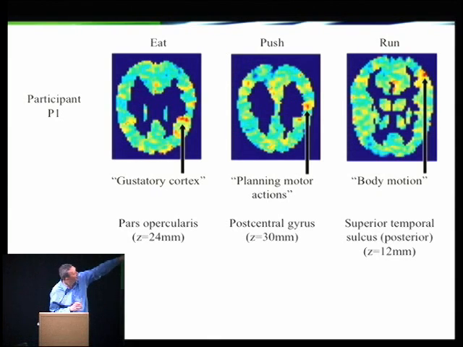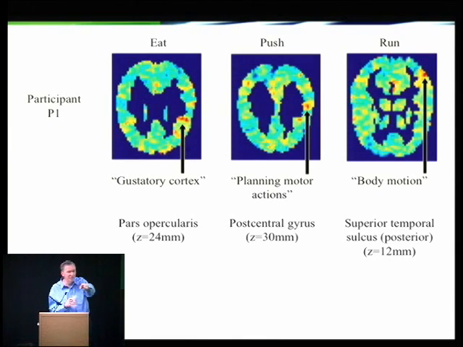And nouns that co-occur with run will be activated in this third area, which other people had previously asserted was associated with biological motion, with perceiving biological motion. So, in some ways, we were very surprised to see this. We didn't anticipate this sort of thing, but it just kind of emerges from the training of the model.